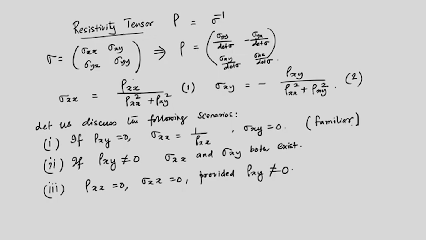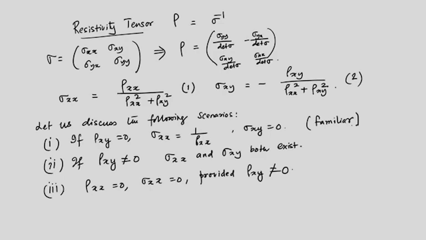That will make the sigma xx equal to 0, but the sigma xx can only become equal to 0 if it's not a 0 by 0 problem. 0 by 0 cannot be defined. So, we'll have to at least assume that rho xy is not equal to 0, and this is the crux of the problem, because we do not want rho xy to vanish, for the reason that that is the main measurable quantity for us.